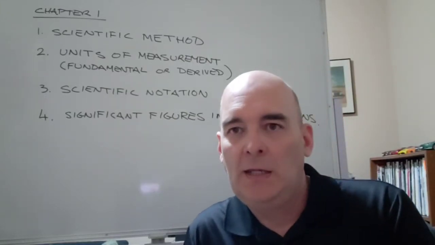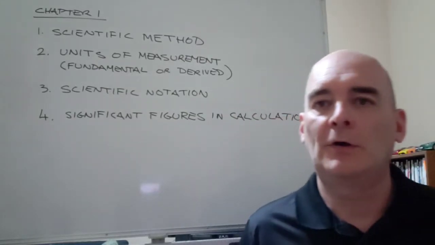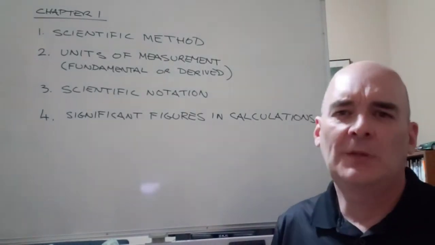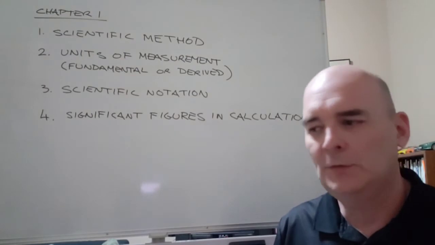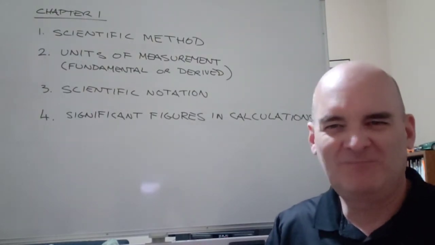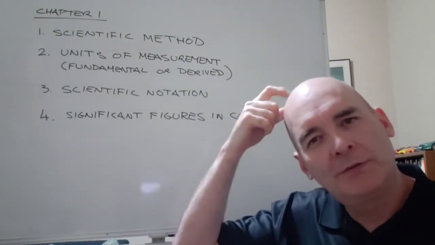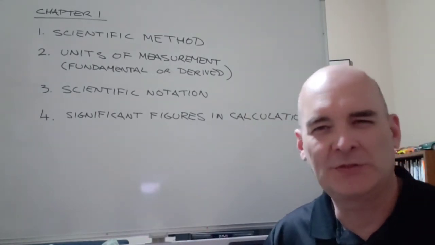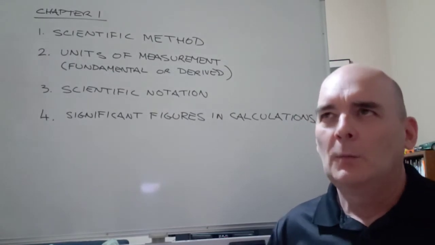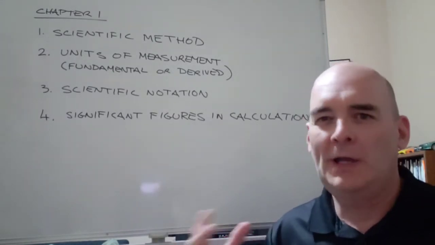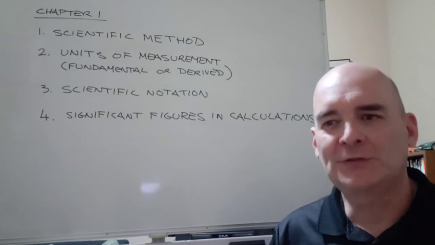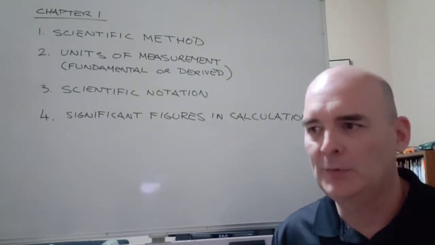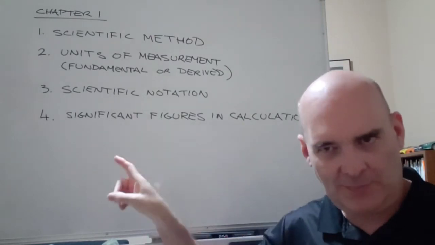Okay, let's have a quick look at the contents of Chapter 1. Chapter 1 contains a discussion about the scientific method, what science really is. I put a little video up on YouTube some time ago about what the scientific method is and what's a good observation and why people are unreliable. That's already up there on the YouTube channel, and the link is in Blackboard. So we're just going to skip down through that.